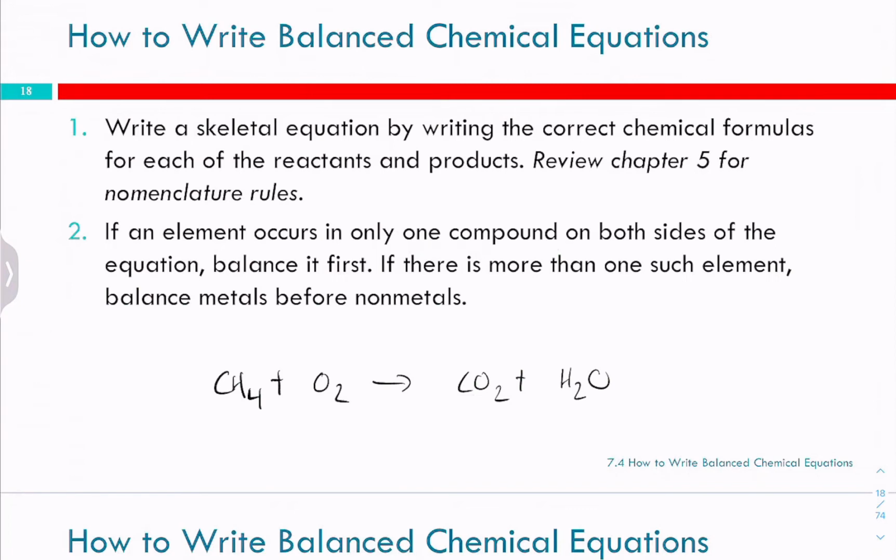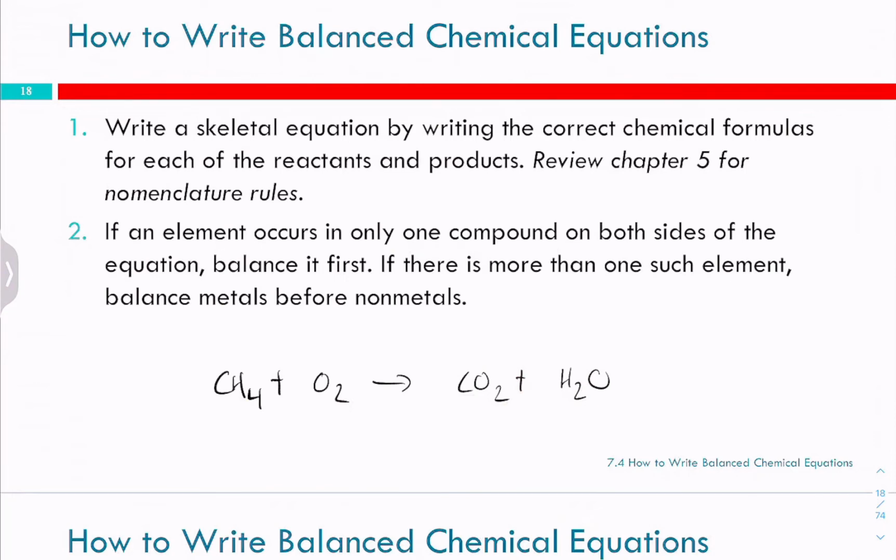Unlike oxygen, so oxygen's only part of this oxygen molecule here, O2, but it's in CO2 and it's in water. So if I put a coefficient here, that changes the number of oxygens, and then I have 2 different places where I can change the number of oxygens on the product side. So it'll make things more complicated. So you want to start with something like carbon or even hydrogen, which exists in one compound on both sides of the reaction.